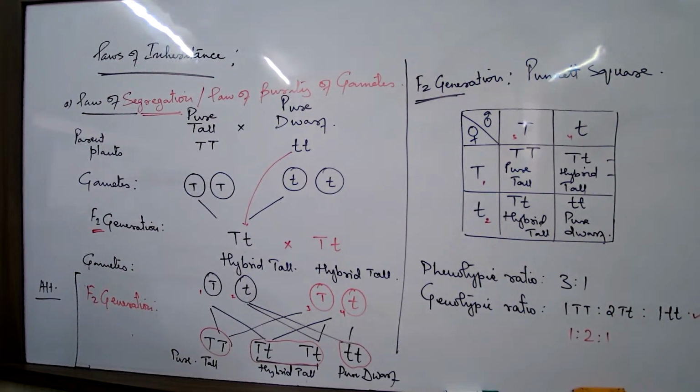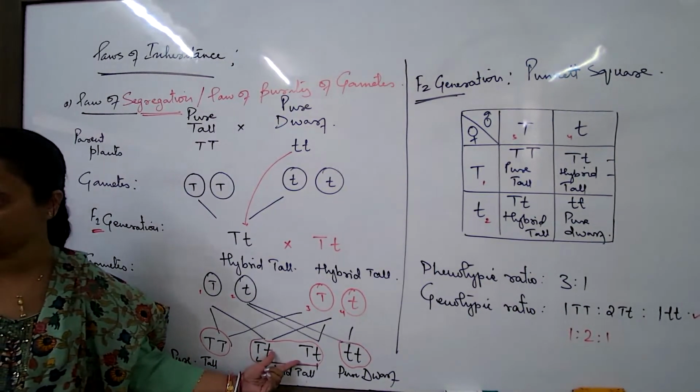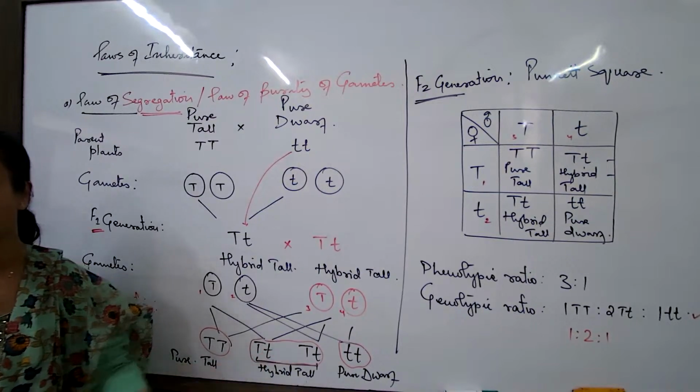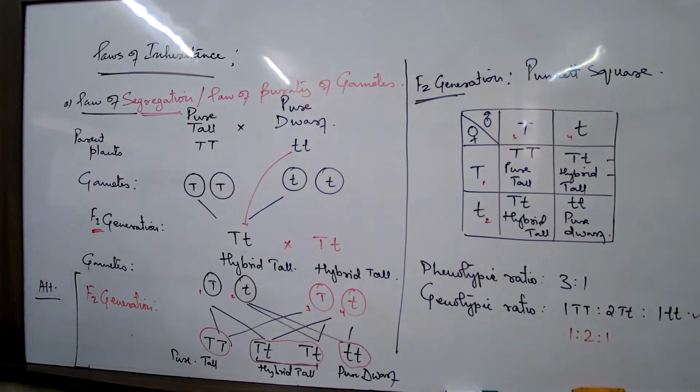What proportion of plants would be recombinants? Recombinants means what? New combinations. Okay, new combinations. One line for the answer.